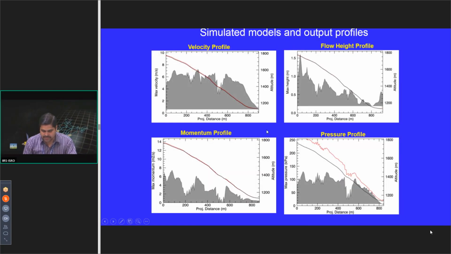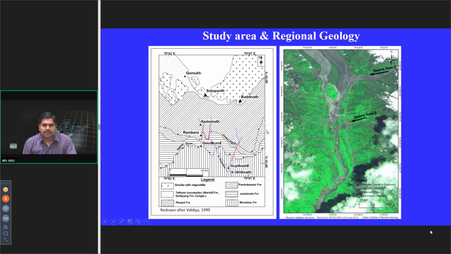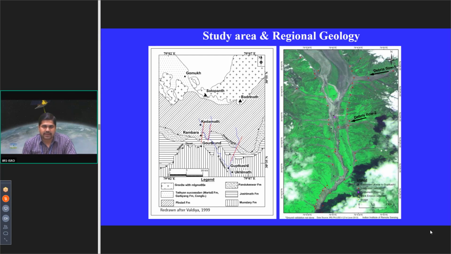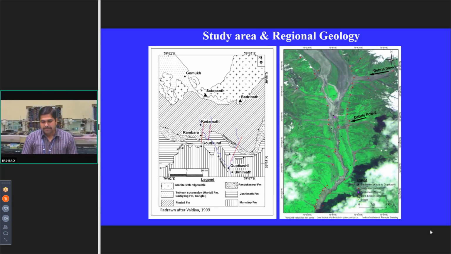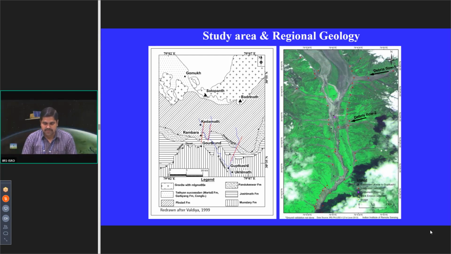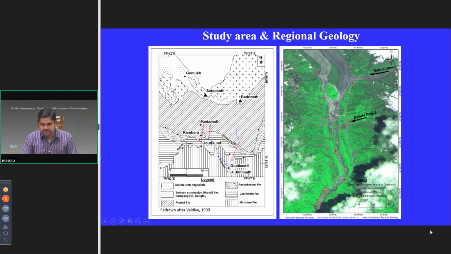Similarly, all 4 parameters can be calculated for this also. One study we have done is from the Kedarnath event. Kedarnath is a major flood event that happened in 2013, and thousands of casualties were there. Officially, around 5,000-6,000 casualties were there.